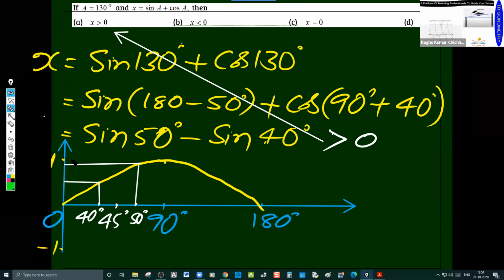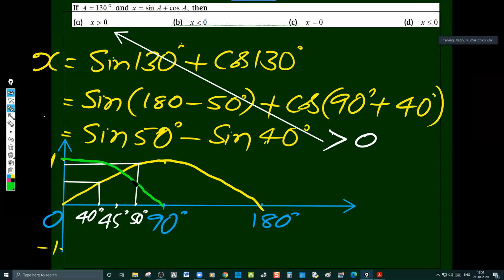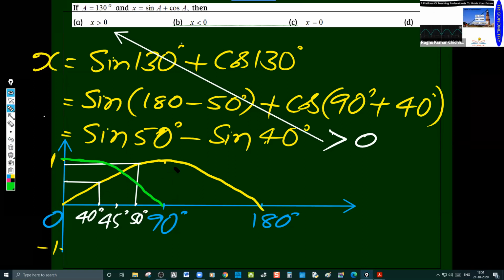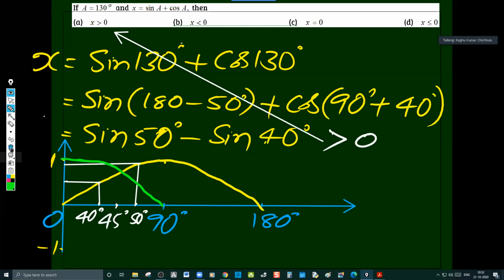So what happens? This graph will be like this. Whose graph? Cos. This is the cos graph. So cos decreases between 0 and 90, sine increases between 0 and 90. So if it is cos 50 minus cos 40, it will be reversed. It will be negative. So I hope you understand this. Yes, sir. Should I clear this? Yes, sir. Okay, sir.